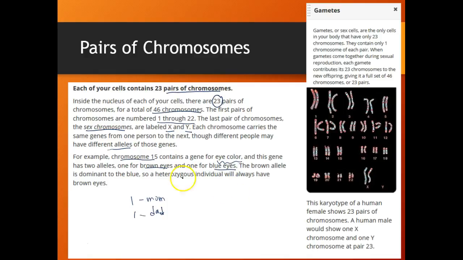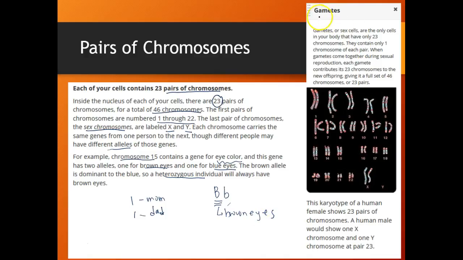The brown allele is dominant to the blue, so a heterozygous individual, right? So we have brown eyes and he has a blue eye allele. This heterozygous individual, remember heterozygous meaning different alleles, right? Because he has one brown eye allele and one blue eye allele, will always have that dominant phenotype, which is brown eyes.